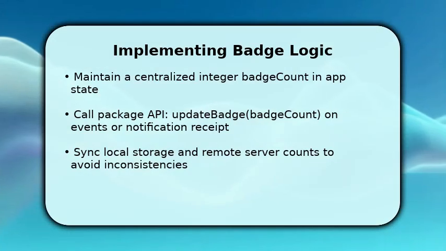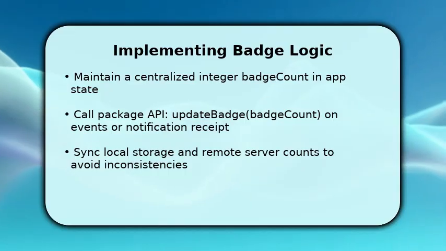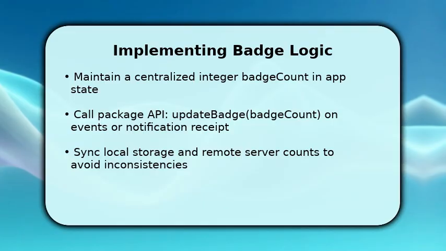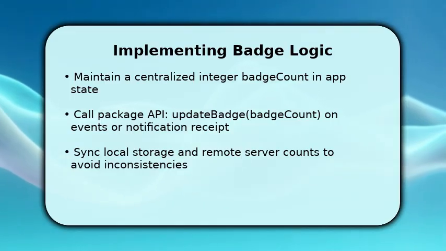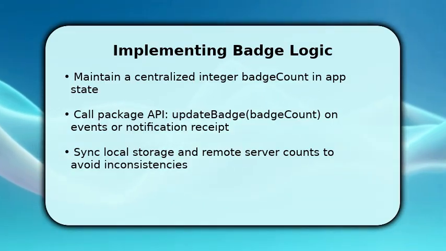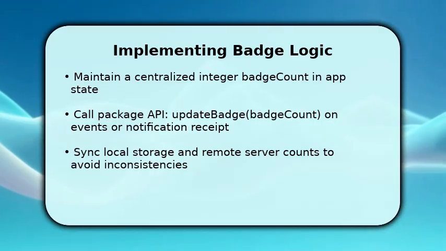Now you implement the logic that updates the icon. Create a single source of truth for badge count in a provider or bloc so updates are atomic. When a message arrives or user action changes the count, call the package API to set or remove the badge.